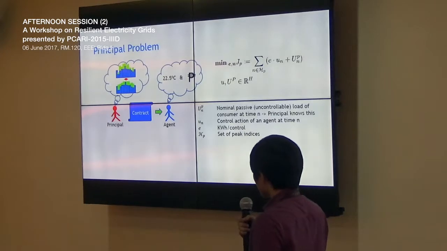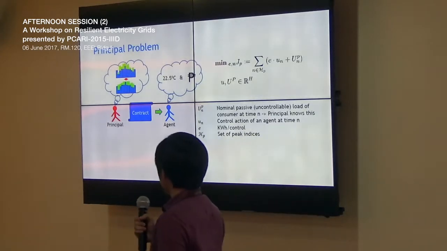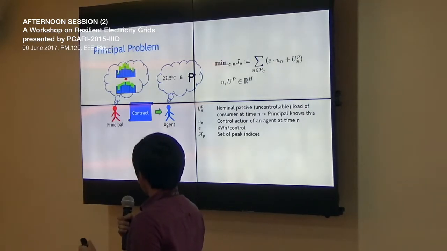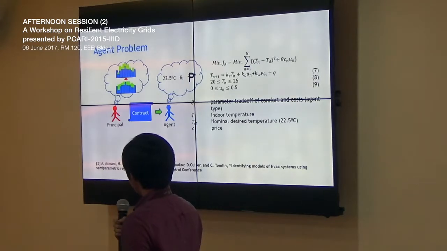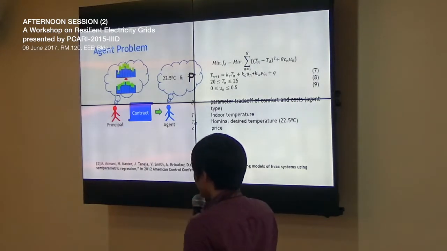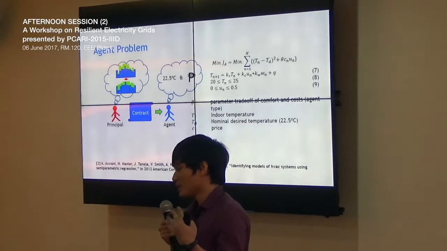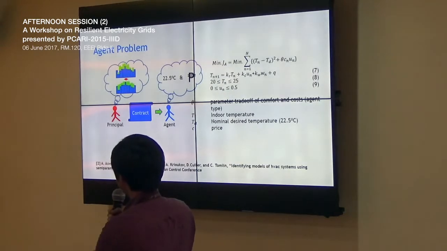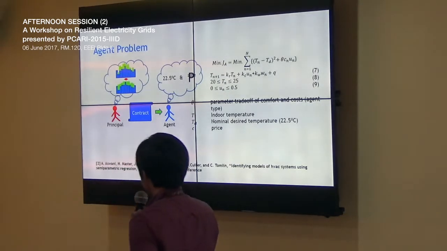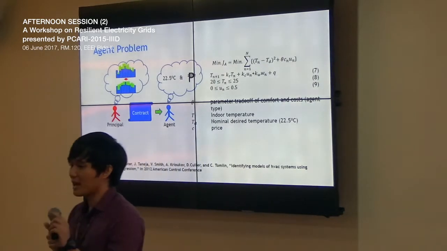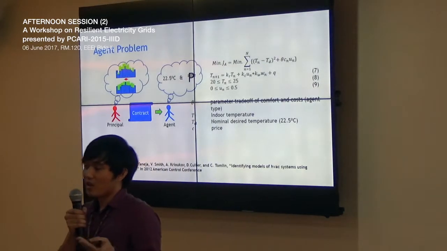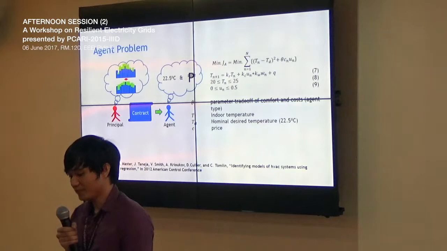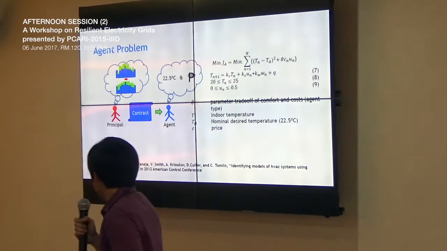For the principal problem, it's essentially just trying to minimize that peak. For the agent problem, there's a variable that's very important in this whole framework, and that's theta over there, in the center of the presentation. It's a parameter that describes the customer's willingness to trade off between their comfort and their desire to save money, for example.